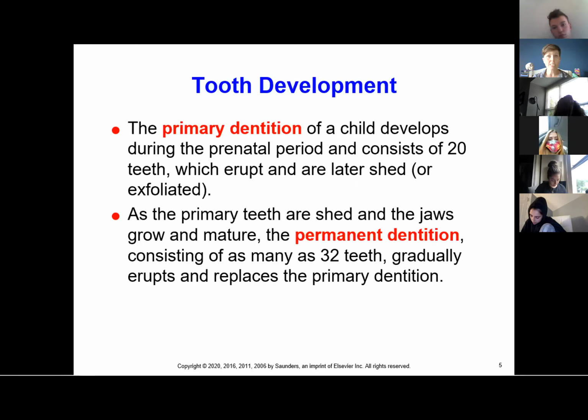The 20 primary or deciduous teeth develop during the prenatal period. They consist of 10 teeth on the top and 10 teeth on the bottom, which erupt, and then they later shed. The 20 teeth that are your primary dentition have what is called a succedaneous tooth. That means that while the baby tooth is developing, you also have a permanent tooth developing. So there are 20 succedaneous teeth, and there are 12 non-succedaneous teeth.